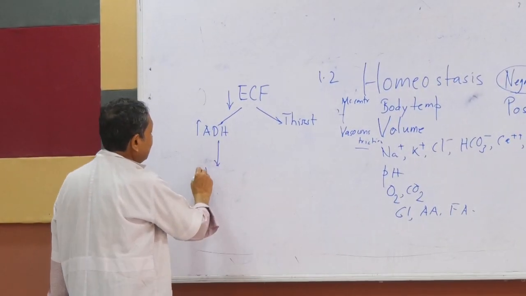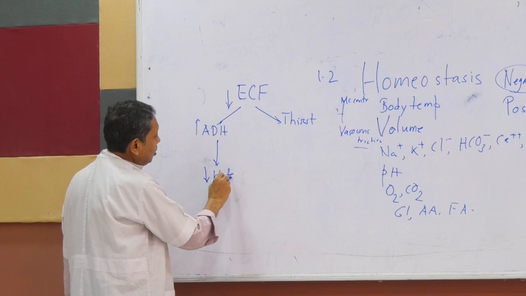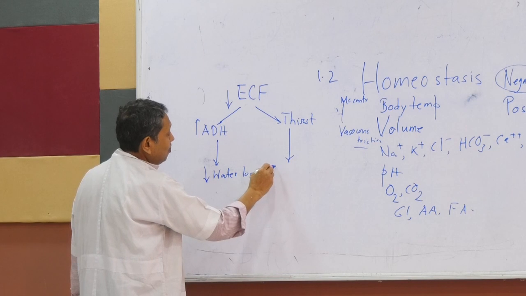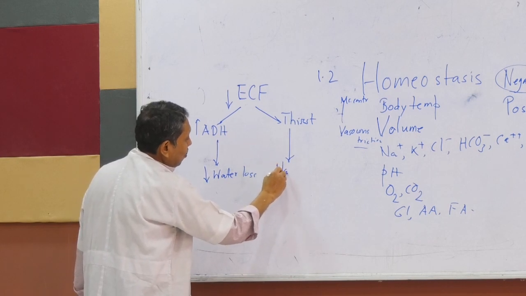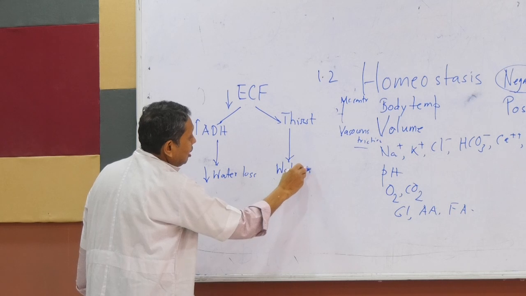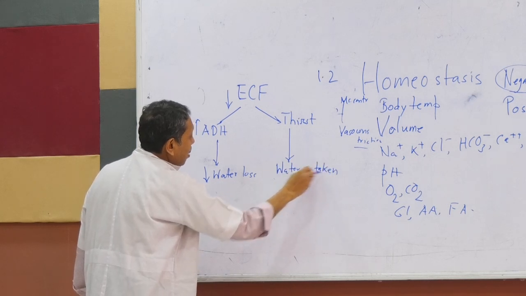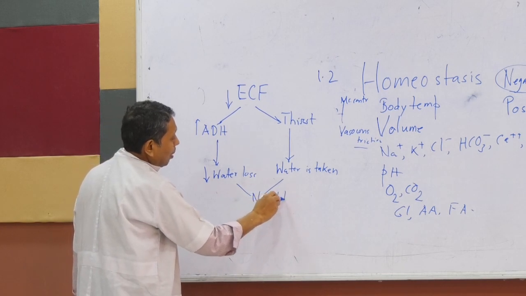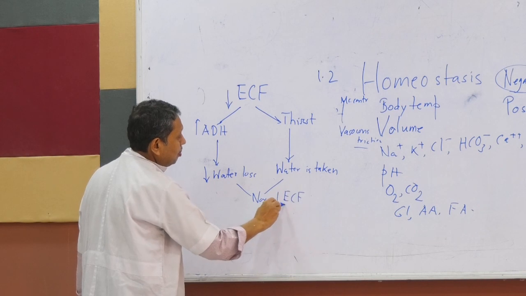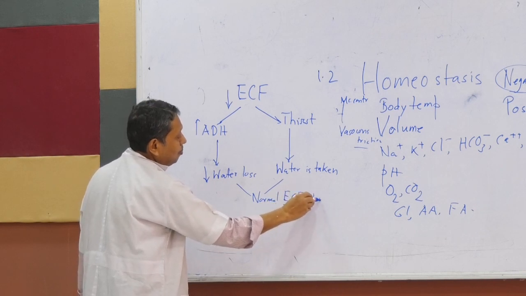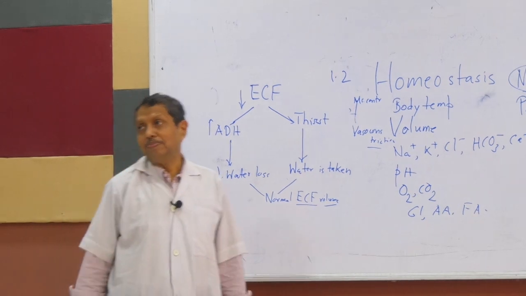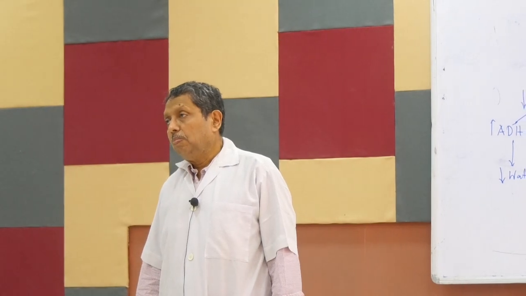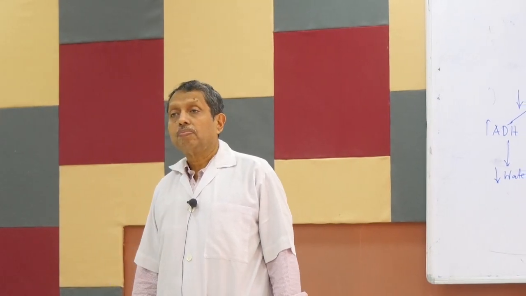That is, it diminishes water loss, and in the thirst mechanism, water is taken in excess. They come together to produce the normal value, the normal ECF volume. So these are the negative feedback mechanisms. Mainly it is the negative feedback mechanism.